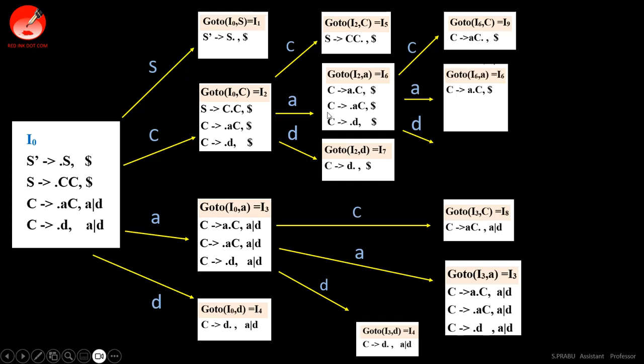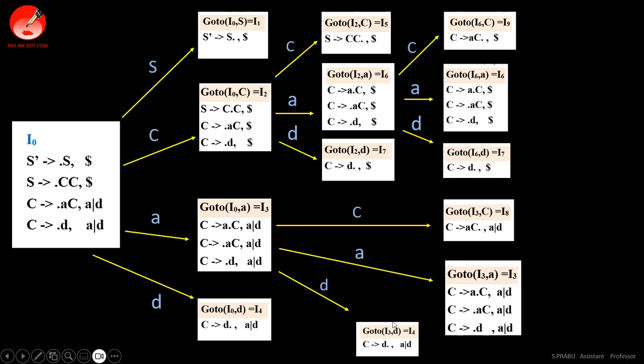For symbol small a, I write C tends to A dot C dollar. For dot C, I write these two productions. These two productions are formed from capital C, and the follow of capital C is dollar symbol. Now these two sets are similar, so I name it I6. For the symbol small d, C tends to D dot and dollar symbol. These two sets are similar, so I name it I7. So the goto functions for I6 are over. I7 is an end state, I8 is also an end state, and I9 is also an end state. So finding the goto functions is over.